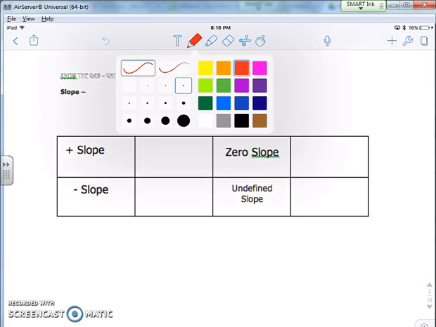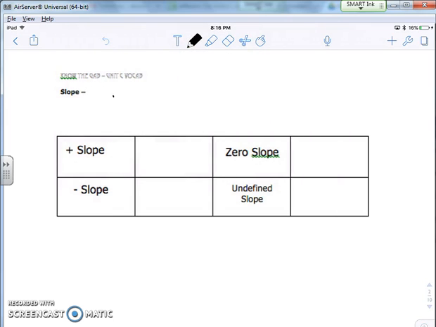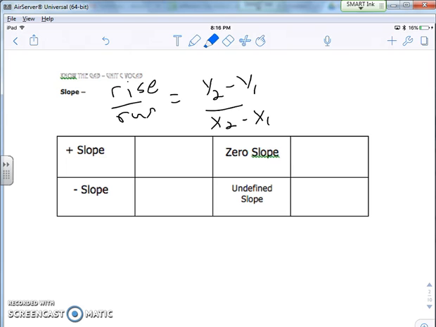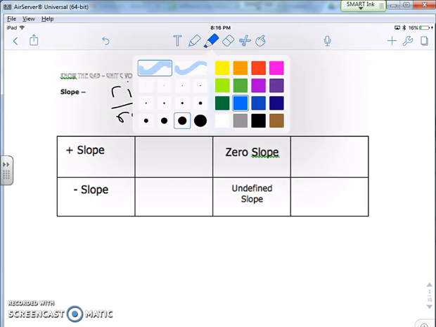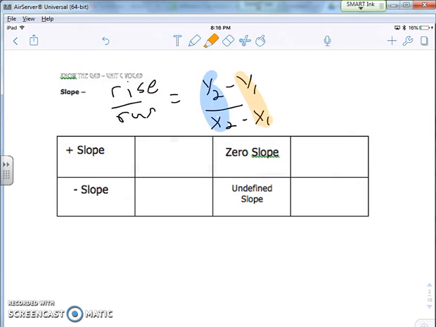Slope is rise over run. Over y minus y over x minus x. As always, make sure that these first two come from the same ordered pair and the second two come from the same ordered pair. That's what those subscripts mean.